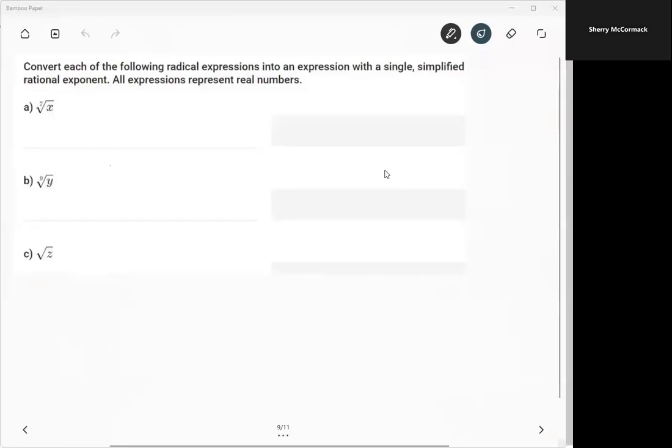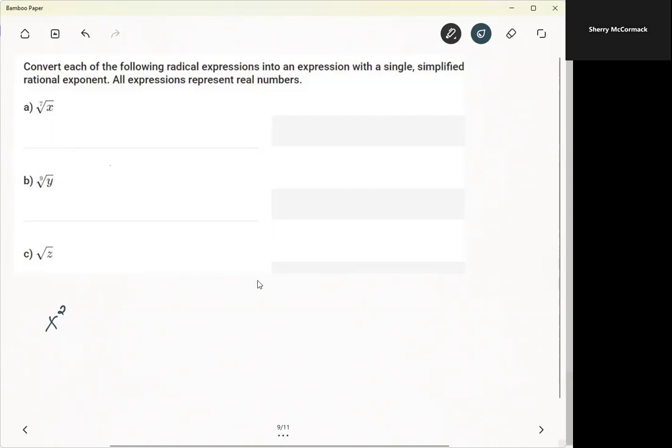Okay, so for the radical section, you may be given different types of problems that I want to make sure that you understand what you're supposed to be doing. So this one is asking us to convert each of these radical expressions here into an expression with this single simplified rational exponent. Basically, what they're asking for is exponent notation. So for instance, if something was x squared, well, x squared is using an exponent, but not quite for radical.